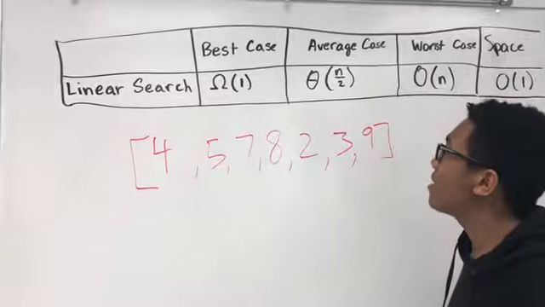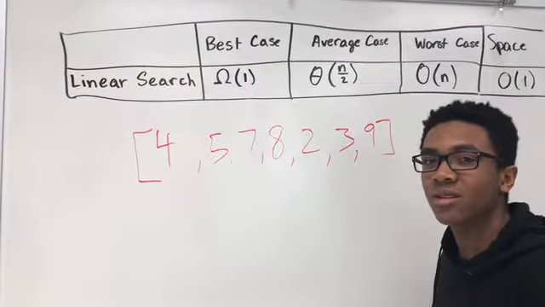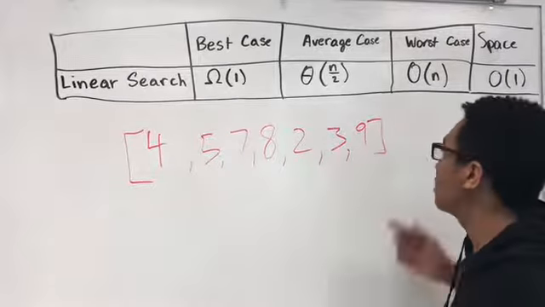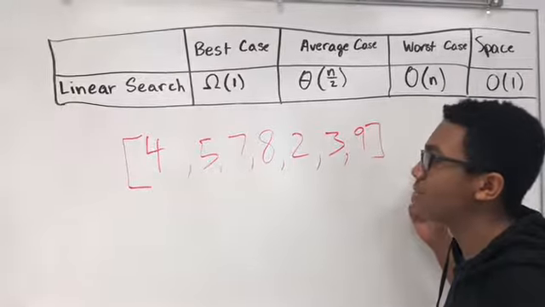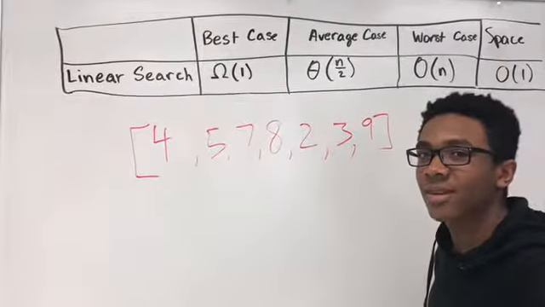For linear search, the average case scenario is when the number that we're looking for is in the middle of the array. This is an example of average case scenario when we're looking for 8. In average case scenario, the number of comparisons being made is half the length of the array.